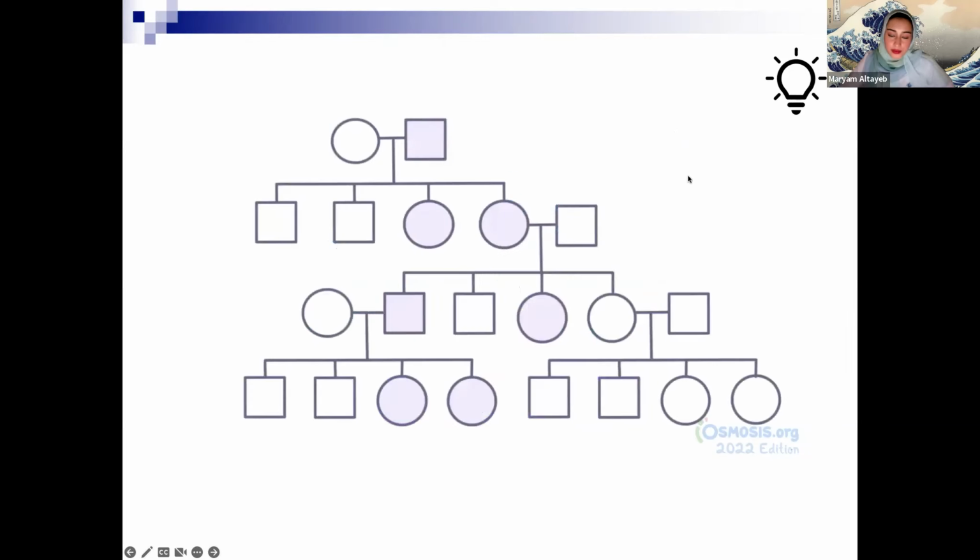Now this one. We can see that you can have males and females affected. They can both pass it on, but you have a higher likelihood to have it in females.